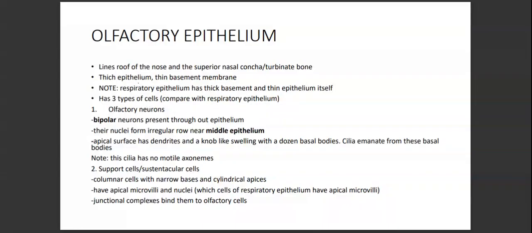You compare the features they have to those cells that we talked about in the respiratory epithelium, and also compare the epithelium itself in terms of other features. Okay. So the olfactory neurons are the first type of cell that we're going to find in here. Note that this olfactory neuron is actually a bipolar neuron.